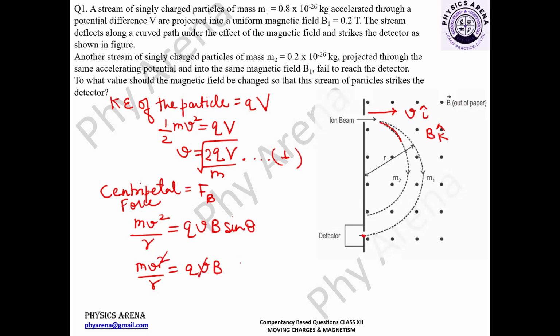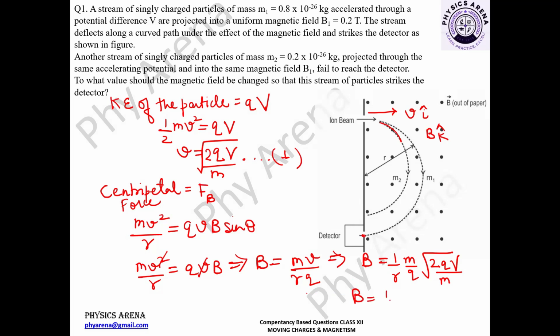This v gets cancelled with this v, and we are left with capital B equal to mv by rq. Now put the value of v that we obtained in equation number 1 in this equation and try to find a relation between B and r. So B is equal to 1 by r, m by q multiplied by under root of 2qV by m. When you solve it, this m with power half cancels with this m, and this m with power 1 cancels this m. So we get B is equal to 1 by r under root 2mV by q. So this is the relation between B and r.